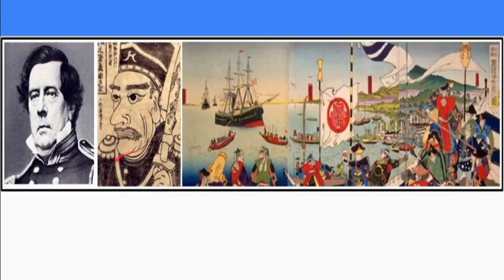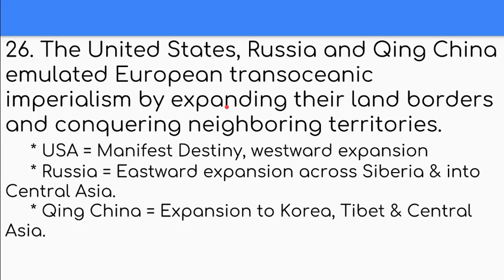Here we see the picture of Commodore Matthew Perry. He's the guy who led the American Navy into Japan. Here we see the Shogun, I believe, at that time, and other paintings of the arrival of the Americans. Again, these American warships come in with huge cannons, huge artillery, awesome firepower, so much that the shogunate basically collapses because they are unable to resist this military threat.